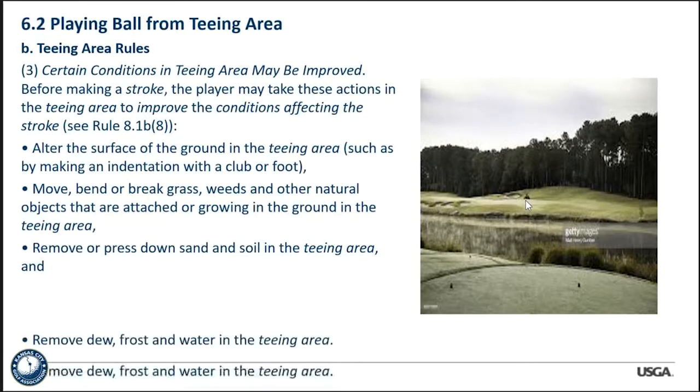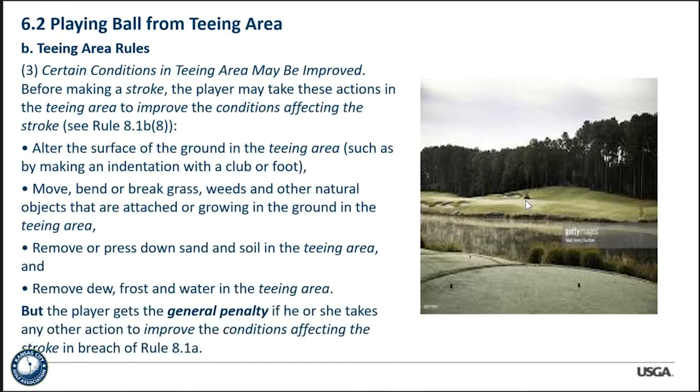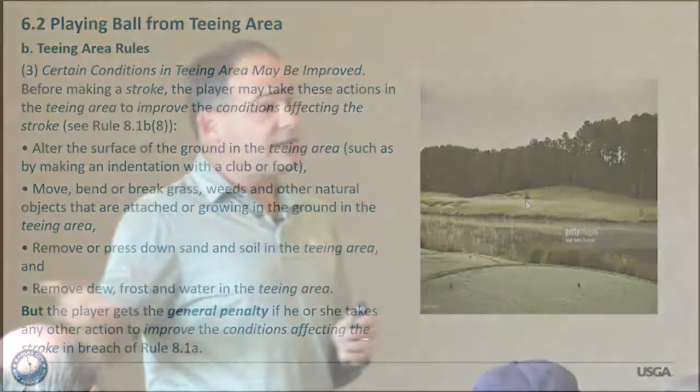You can remove dew, frost, and water in the teeing area if you want. But the player gets the general penalty if he or she takes any other action to improve the conditions affecting the stroke in breach of 8.1a, which is what I talked about, the stuff that's overgrowing. It's outside the teeing area, but it's hanging into it, over it. You cannot improve those areas. You just better tee it up in a different position. So if you've got limbs in your backswing, you can't just break those limbs down, unless that tree is growing in the teeing area, which is pretty rare. I've yet to see that happen.